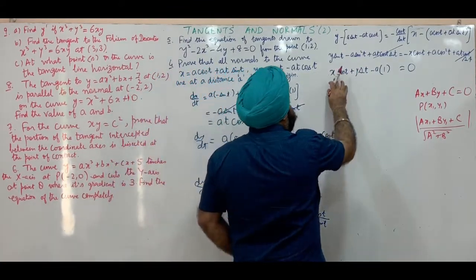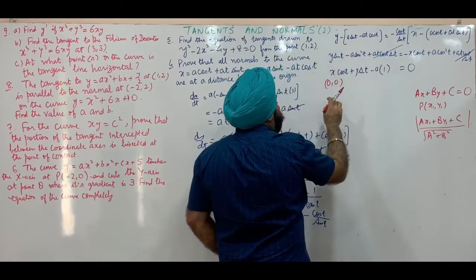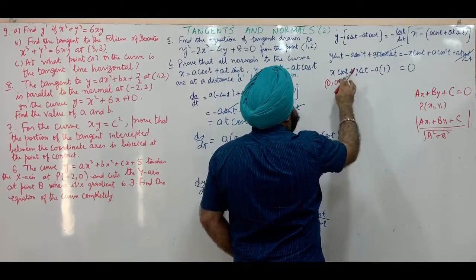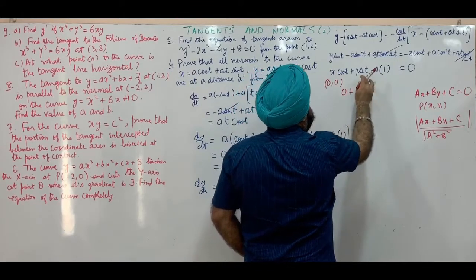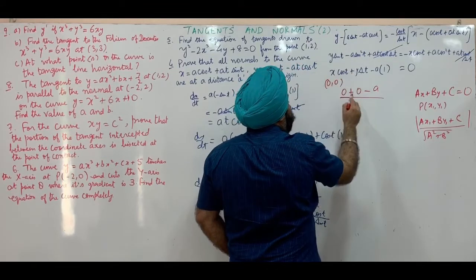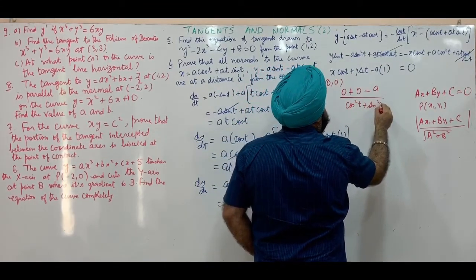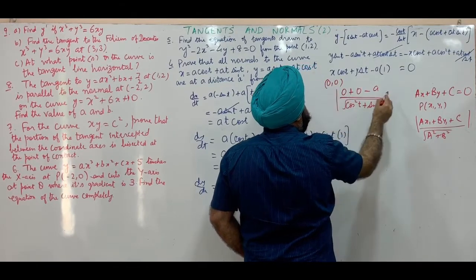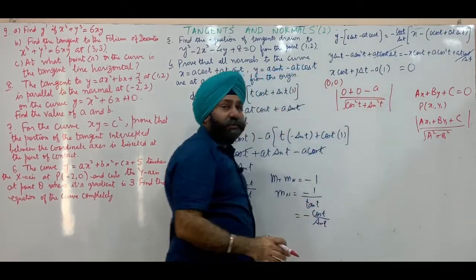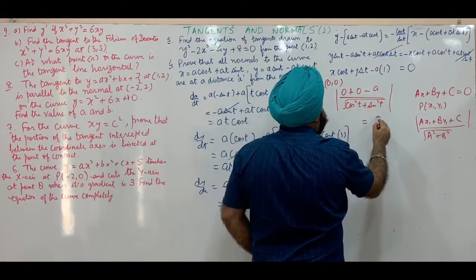So to find out distance of origin, that's 0 0 from this, we apply this formula. It's cos t into 0 plus sin t into 0 minus a upon coefficient of x cos t. This is cos square t plus sin square t under the root, and we take mod. Denominator is sin square t plus cos square t, that is 1. Mod of minus a is a.